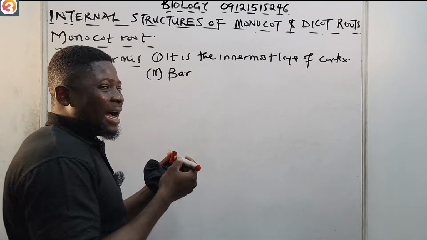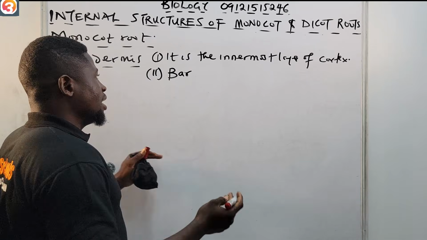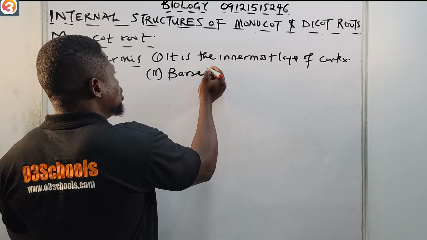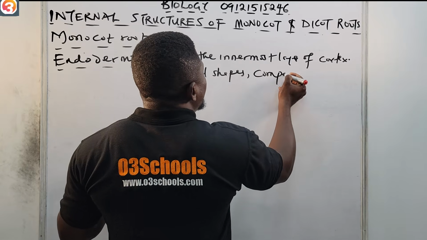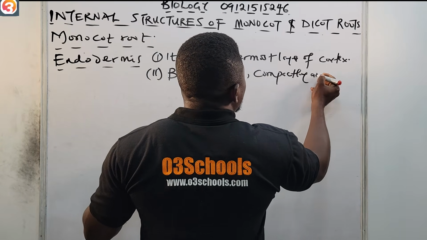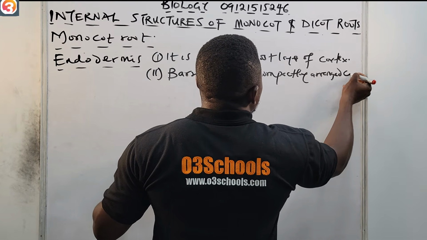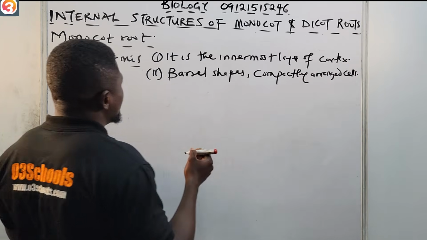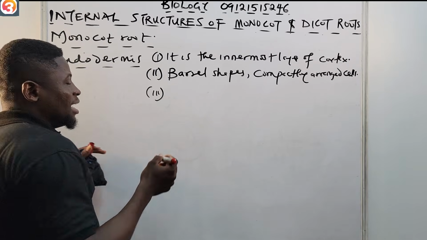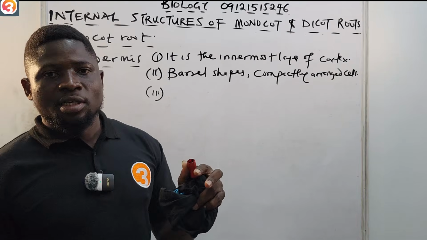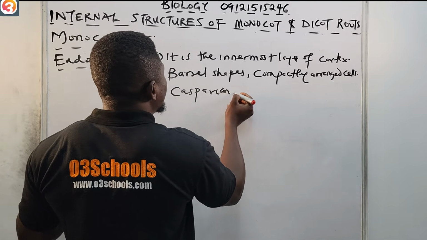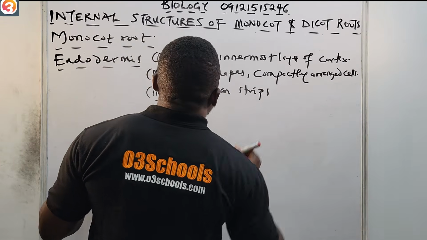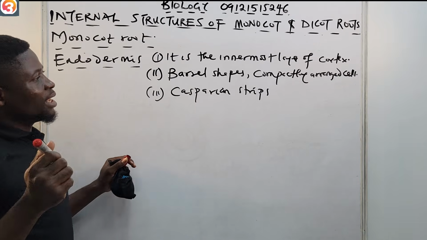It looks like a barrel. You know what a barrel is now. The endodermis has compactly arranged cells in the monocot, number two. Then of course, number three, we talk about the presence of Casparian strips. Casparian strips are present.